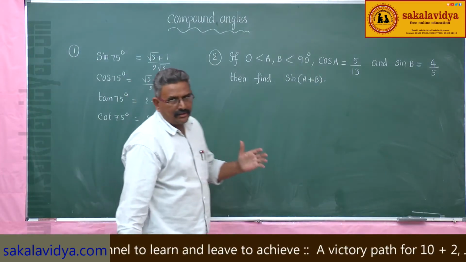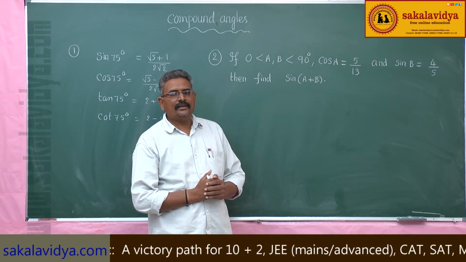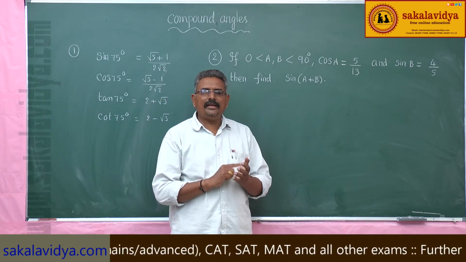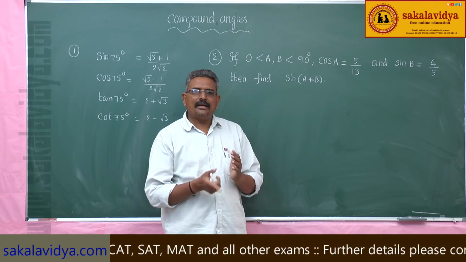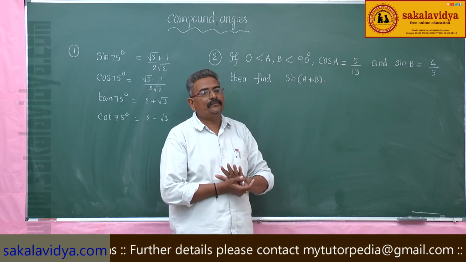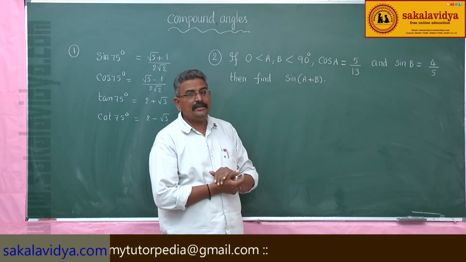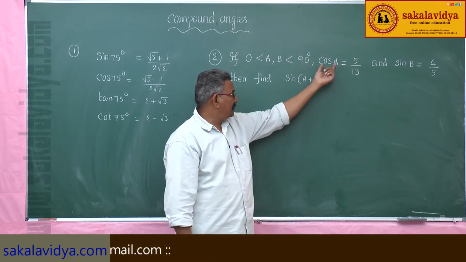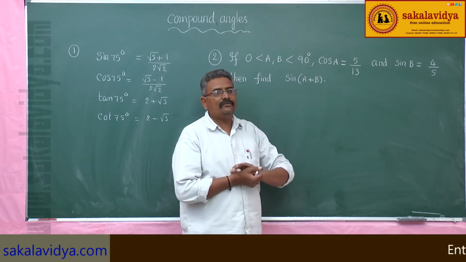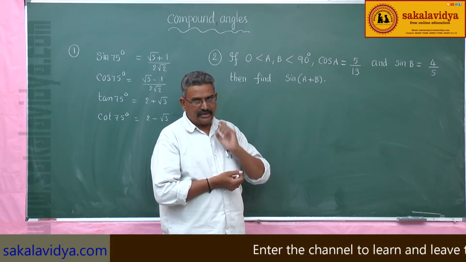This is nothing but application of the sin of a plus b. What is the formula for sin of a plus b? Sin of a plus b equals sin a cos b plus cos a sin b. Here cos a and sin b are given. Are these two values enough to find sin of a plus b? No. As cos a is given, we have to find sin a. As sin b is given, we have to find cos b. Then we can find sin of a plus b, right?